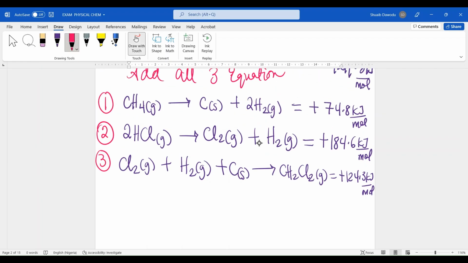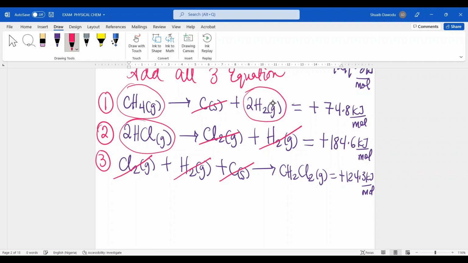For example, you have Cl2 on the product side of equation 2 and Cl2 on the reactant side of equation 3. You cancel that out. You have carbon solid on the product side of equation 1 and carbon solid on the reactant side of equation 3. That cancels out. Then you have the H2 gas on the product side of equation 2 and the reactant side of equation 3. So now you have successfully canceled out everything that needs to be canceled, and you're left with CH4 and HCl on the reactant side, and 2H2 and CH2Cl2 on the product side.